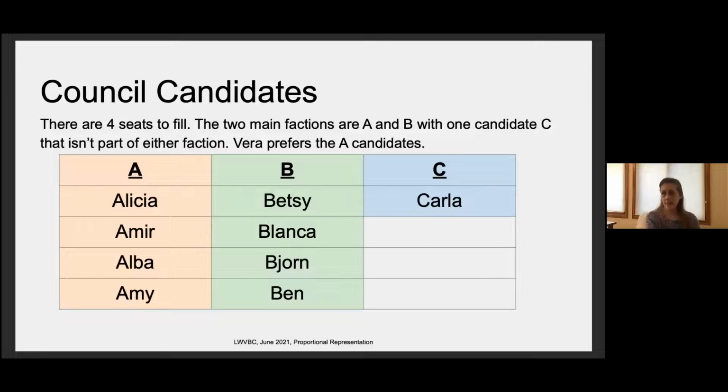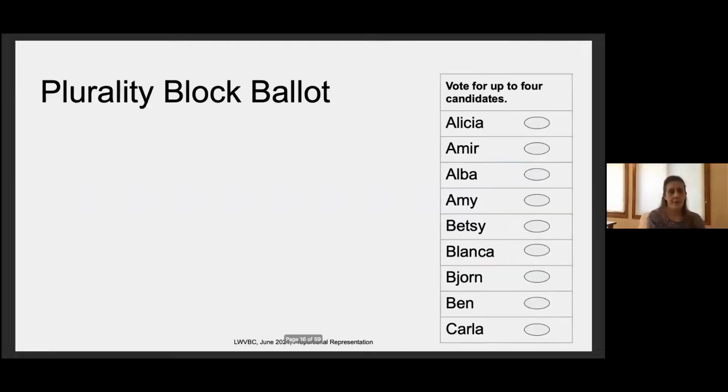And here are the council candidates. There are 4 seats to fill. There are 2 main factions, A and B, which will each run 4 candidates. There's also sort of a smaller faction C, but that's only going to run 1 candidate, Carla. Vera generally prefers the A candidates, although the B candidates are somewhat more popular and they have a plurality of support in the city. The first way that Vera gets to vote is in what's called a plurality block election.